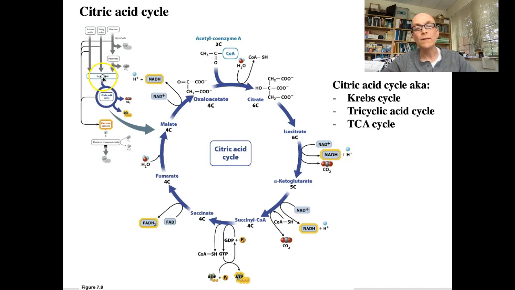Acetyl-CoA is now the beginning, the entering point for the citric acid cycle. Here's our citric acid cycle. Here's acetyl-CoA. That goes into the citric acid cycle. So this is how this pathway is connected to this pathway through acetyl-CoA.